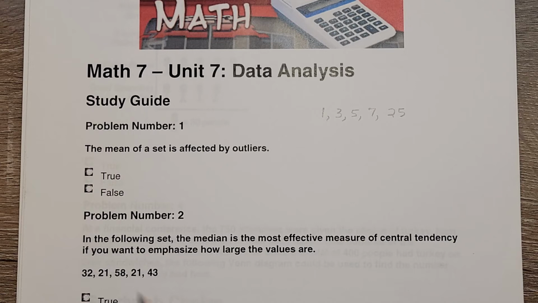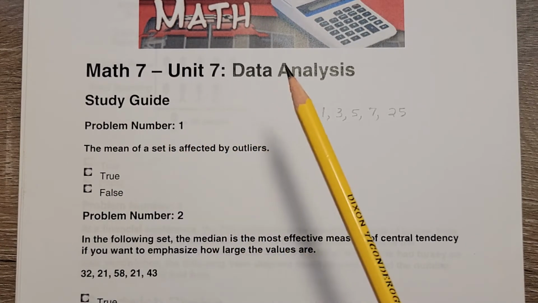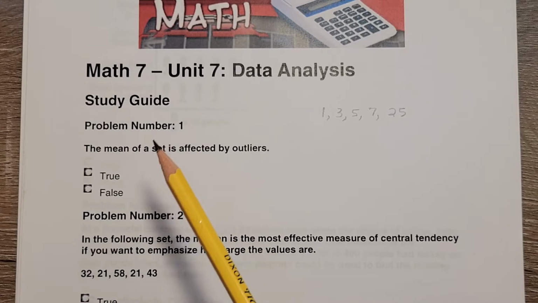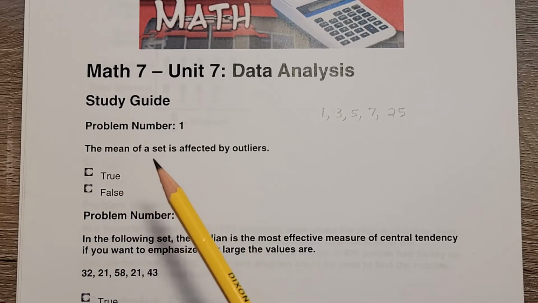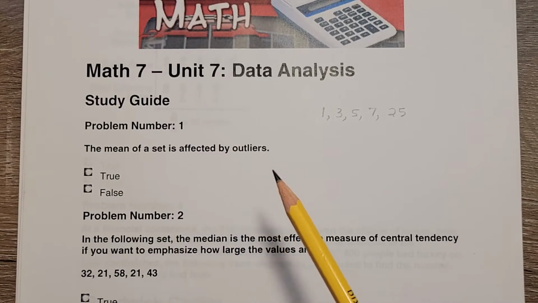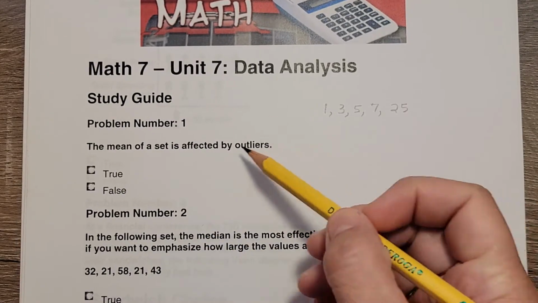All right, Math 707, Data Analysis, Study Guide, problem number 1. The mean of a set is affected by outliers. First, let's talk about what is an outlier.